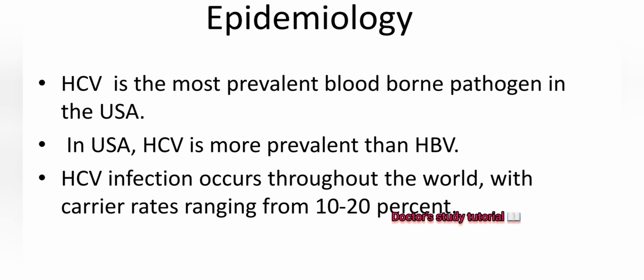Epidemiology. Hepatitis C is the most prevalent bloodborne pathogen in the USA. In the USA, hepatitis C is more prevalent than hepatitis B. Hepatitis C infection occurs throughout the world with a carrier rate ranging from 10 to 20%.